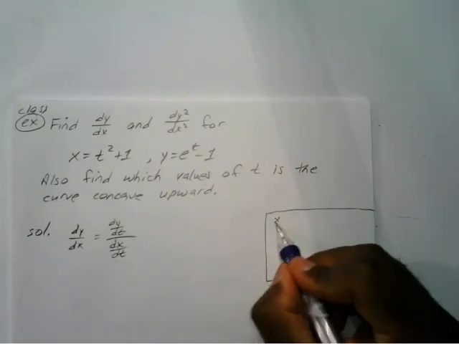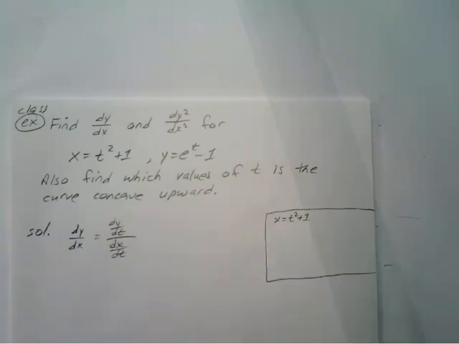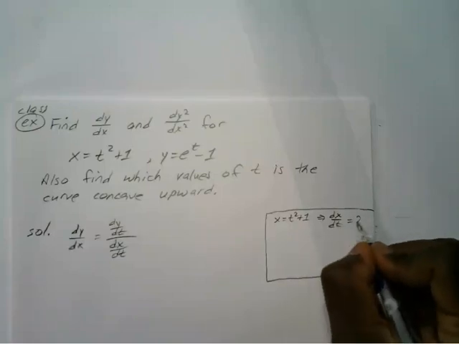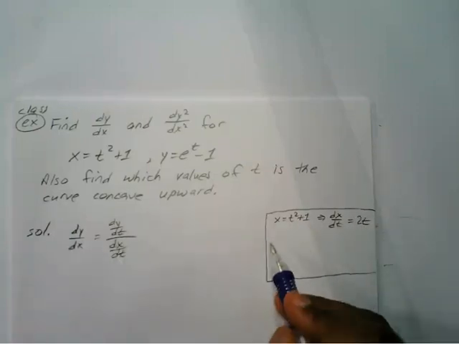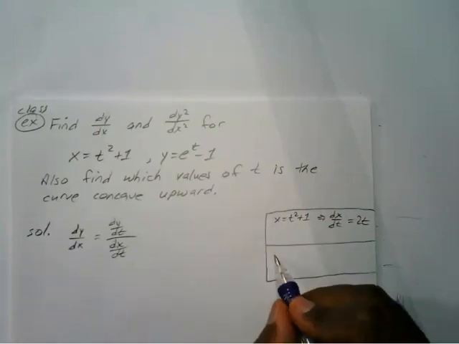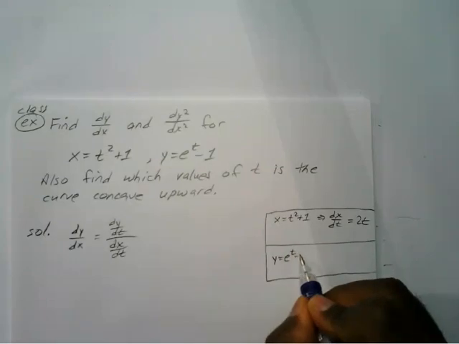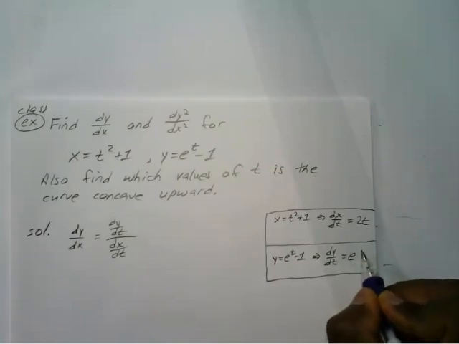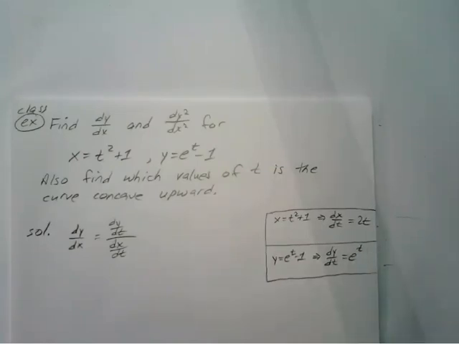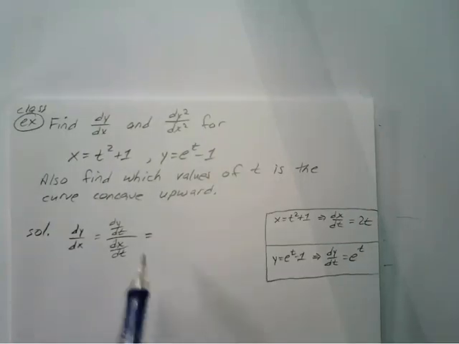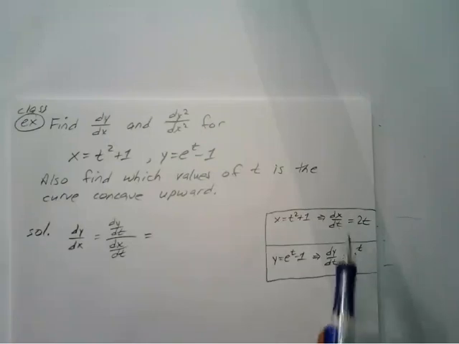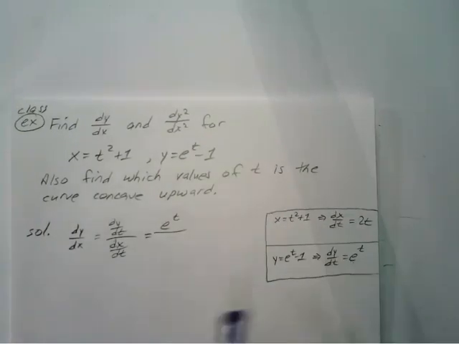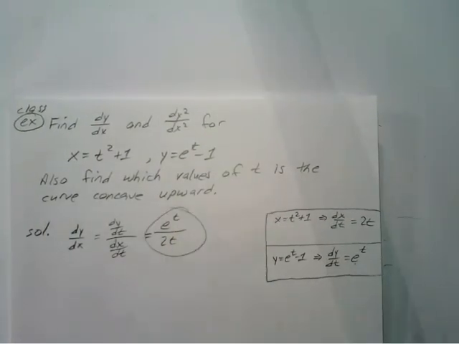Okay, so we know that x is equal to t squared plus 1, so dx/dt is equal to 2t. And y is equal to e to the power of t minus 1, so dy/dt is equal to e to the power of t. Okay, so that means your dy/dx will equal dy/dt, remember not to mix those up, so that's e to the power of t over your dx/dt, which is 2t. Okay, so that's your dy/dx.